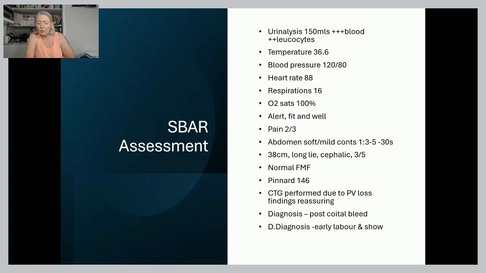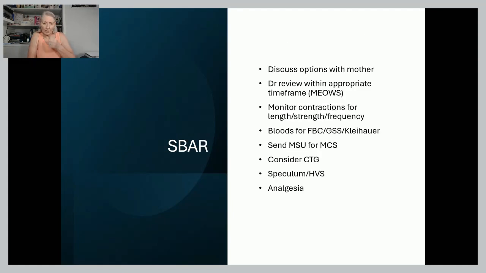Okay, so you'll have done your findings from your abdominal examination and your findings from your auscultation with your Pinard, and then the CTG that was performed as well, the findings from that, which in this case were reassuring. So on the basis of that, your diagnosis is that it could be a postcoital bleed, or your differential diagnosis is it could be early labour and a show. So then what's your recommendations?